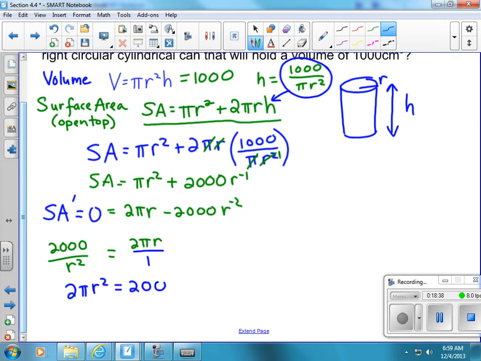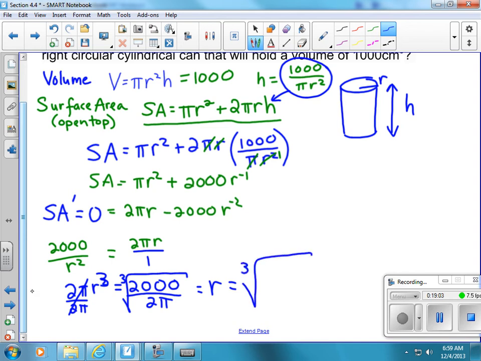Now I think we can solve for r. Divide by 2 pi. And then take the square root of that. If you simplify that, you're going to get r. And so r becomes, or was that cubed? Whoops. This is cubed. This is cubed. We have to take the cubed root. All right, so we have the cubed root of 1,000 over pi. I would just leave this number like this. This is your r value.